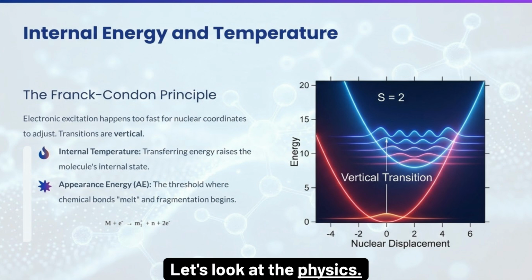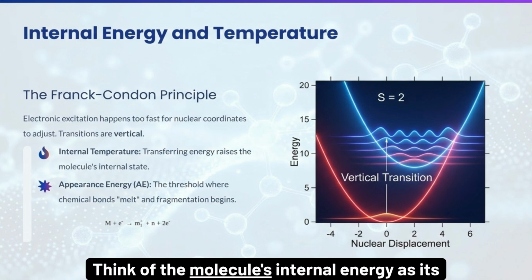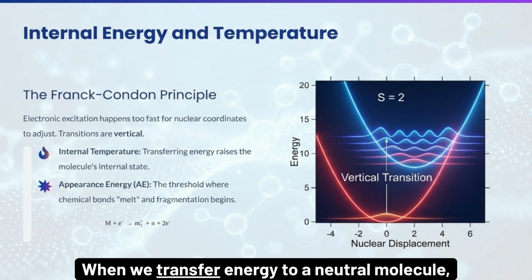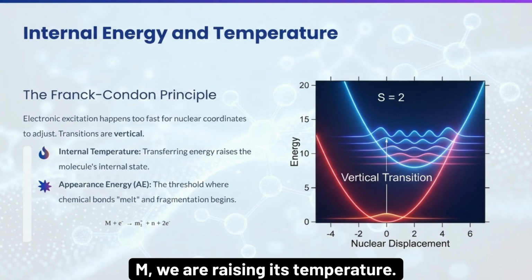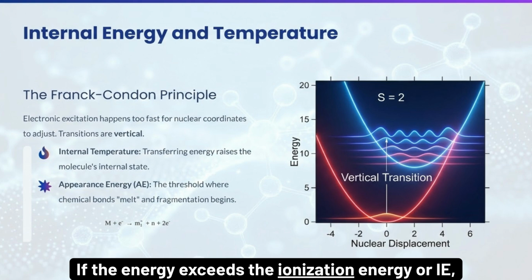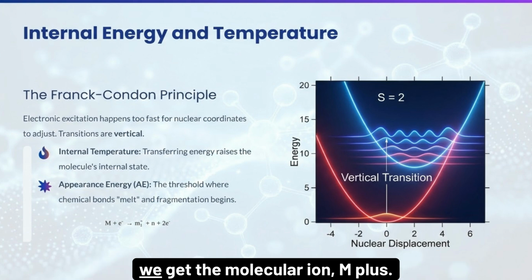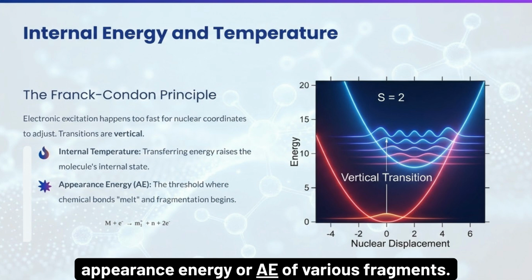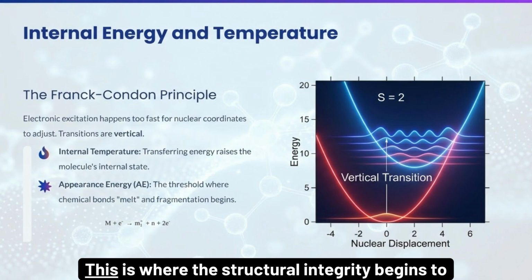Let's look at the physics under the hood. Think of the molecule's internal energy as its internal temperature. When we transfer energy to a neutral molecule, M, we are raising its temperature. If the energy exceeds the ionization energy, or IE, we get the molecular ion, M+. But if we keep pushing, we reach the appearance energy, or AE, of various fragments. This is where the structural integrity begins to break.